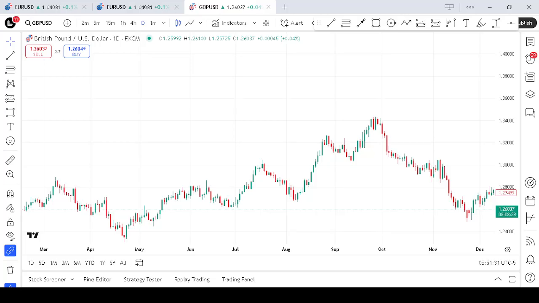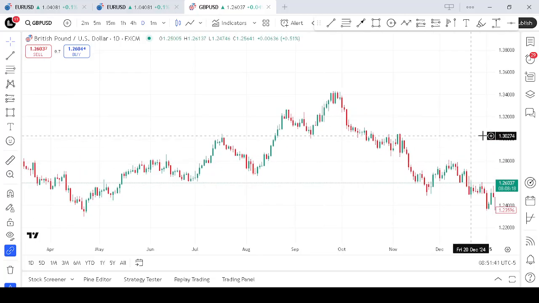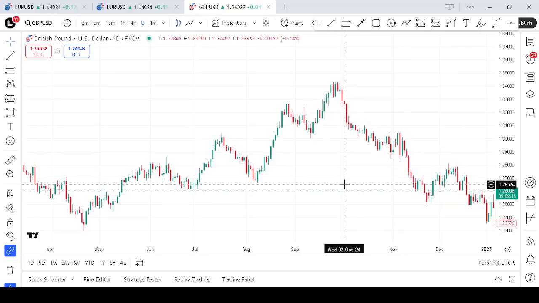Now let's look at what the strategy is all about. The NR4 strategy, which stands for the narrowest range of 4 days. The narrowest range of 4 days is fundamentally a volatility-based trading approach that identifies potential breakout opportunities. When a trading day range becomes narrower than the previous 3 days, it signals a compression in price volatility that often precedes a significant price movement.